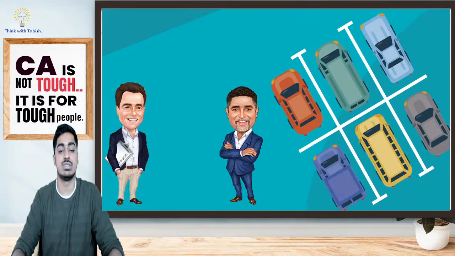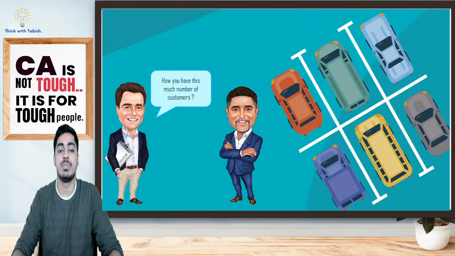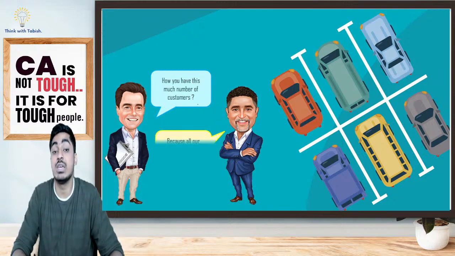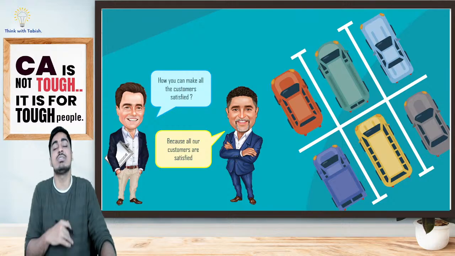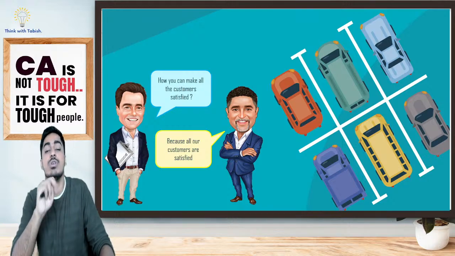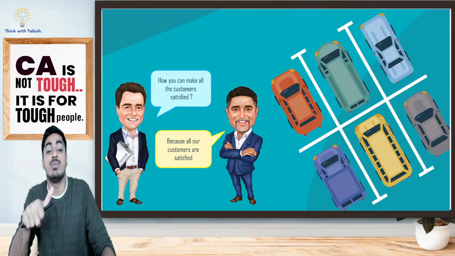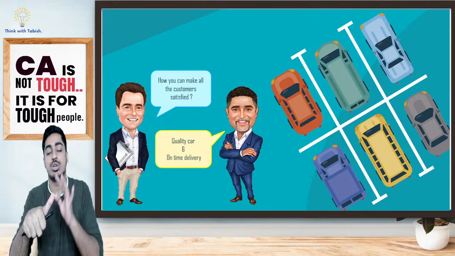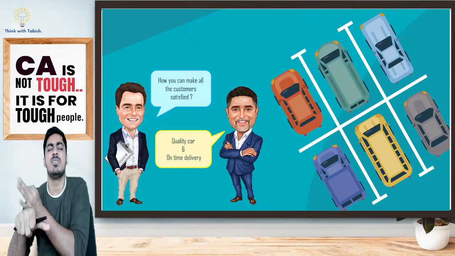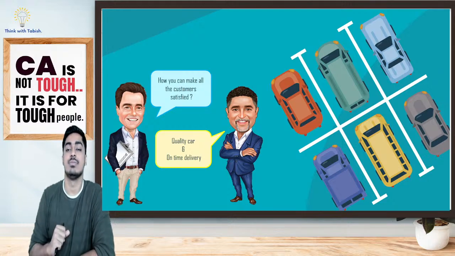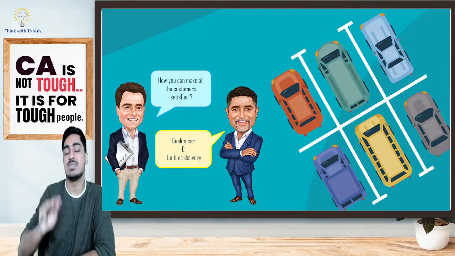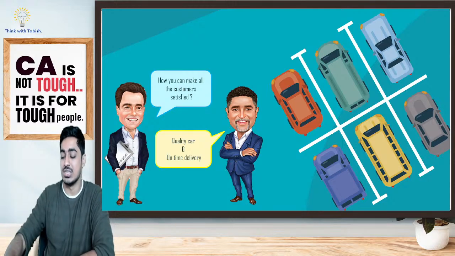Now look at this. We both are discussing, say for example, he's asking, how are you having so many customers? I'm telling, because all my customers are satisfied. Now he's asking, how are all your customers satisfied? I'm telling, two things I'm doing. Firstly, I'm focusing on quality. Whatever cars we are producing and selling, they are perfect quality cars. Again, we are focusing on on-time delivery. If we focus on both, my customers will be satisfied. Yes or no, students?